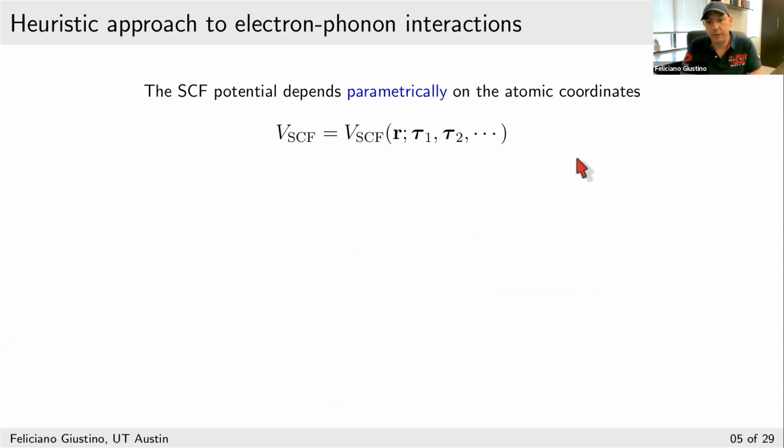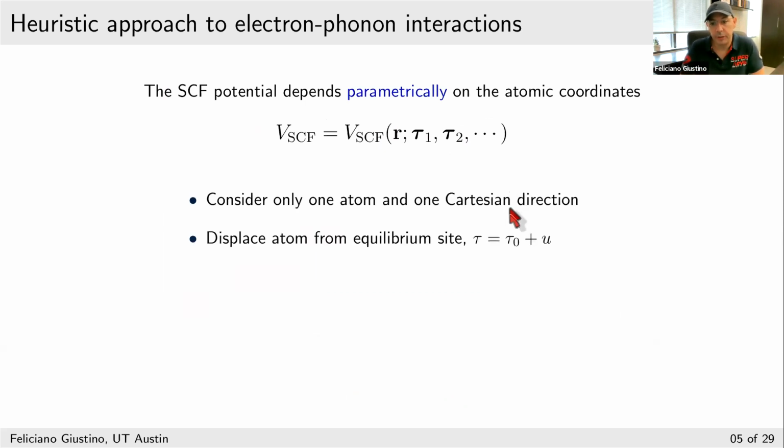So let's now write the potential as depending on the position of the electrons and the atomic positions. And let's consider a situation where you have a crystal at equilibrium, for example, with the positions of the atoms determined by X-ray crystallography. And let's imagine making a very small displacement of an atom from equilibrium.